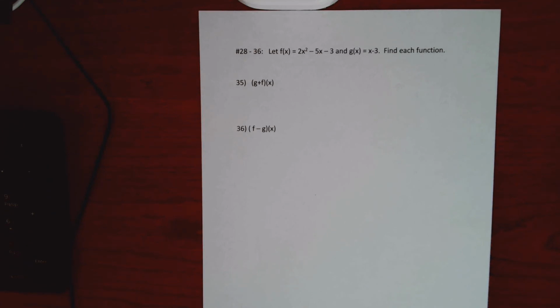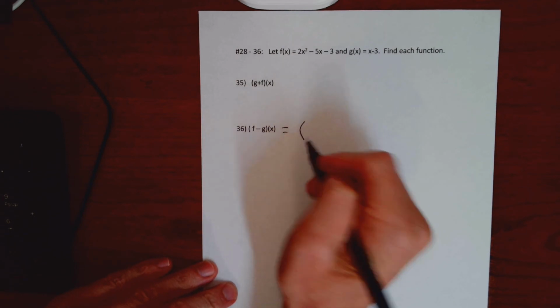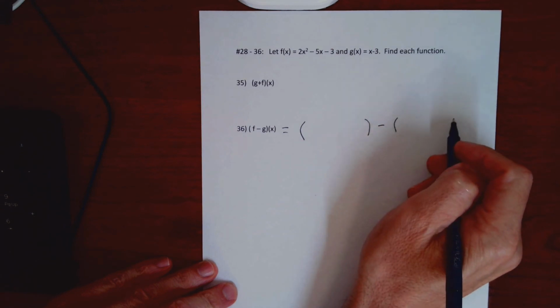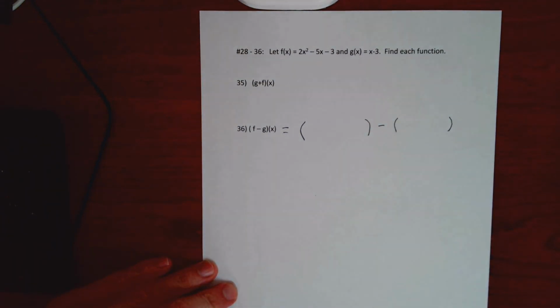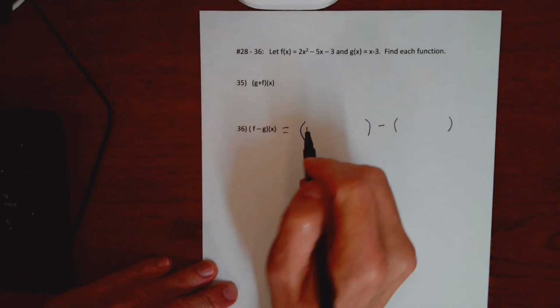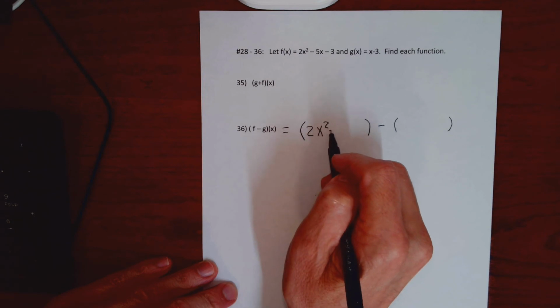I ran short on time to get to these last two problems between 28 and 36. Let me just do 36 real quickly and then we'll get on to the new stuff. So 36, I'm supposed to find f minus g, leave the x alone or evaluate it at x. Make my parentheses with a minus sign between. In the first parentheses, put the right hand side of the f function.